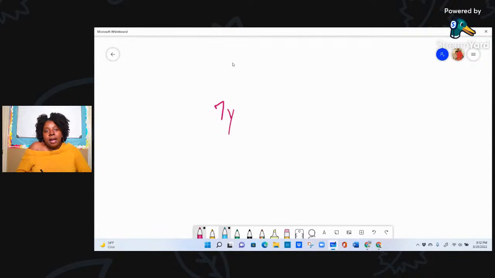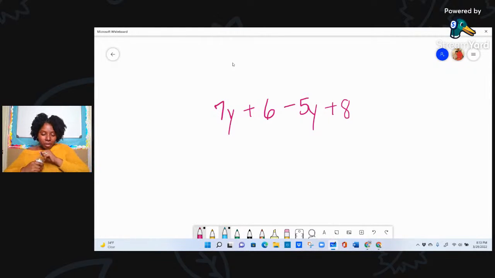So 7y plus 6 minus 5y plus 8. All right, I want you to try it, and I want you to tell me what the answer should be. Simplify this expression. Tell me your like terms and what you got. What do you struggle with the most, Roblox? What's your biggest struggle?